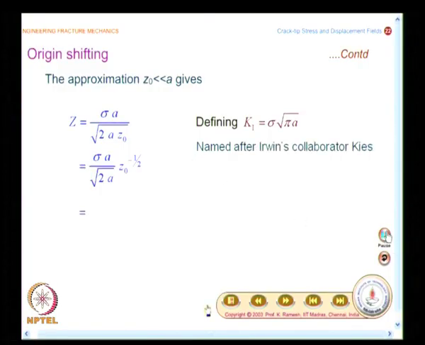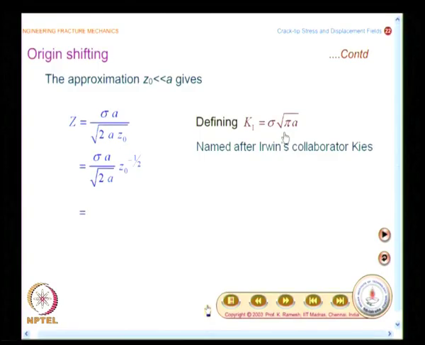And now you will have to look at further simplifications. We would also bring in the introduction of a new parameter K, because we are discussing the mode 1 situation. We will take this as K1 equal to sigma root of pi a. I have already mentioned that this was introduced by Irwin in honor of his collaborator Kies. You have a terminology sigma root pi a. You know, if you look at fracture mechanics literature, people have debated whether pi should be included in this or not.